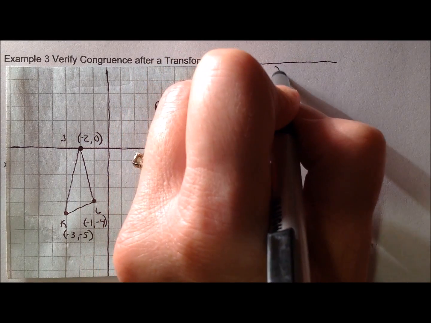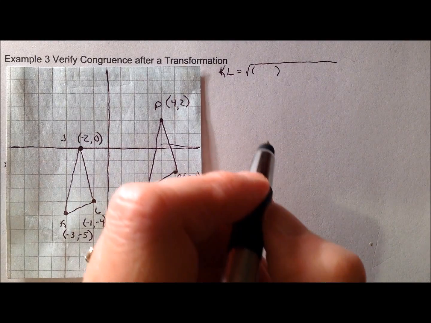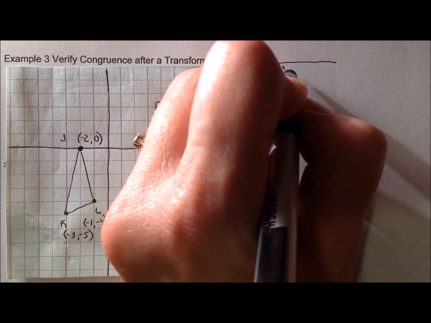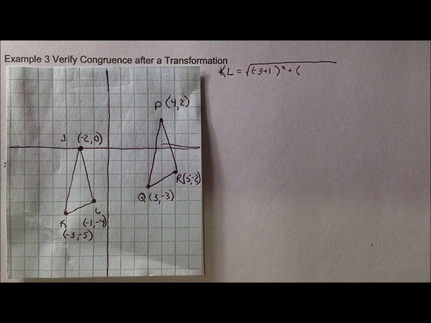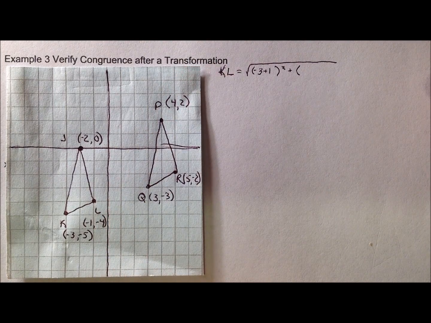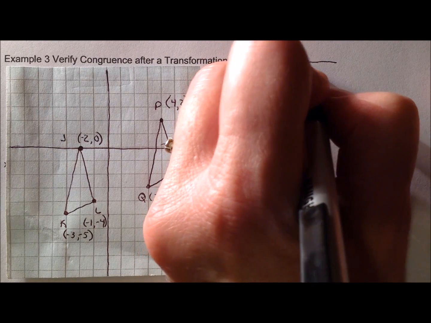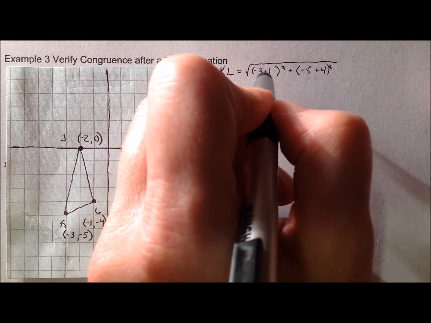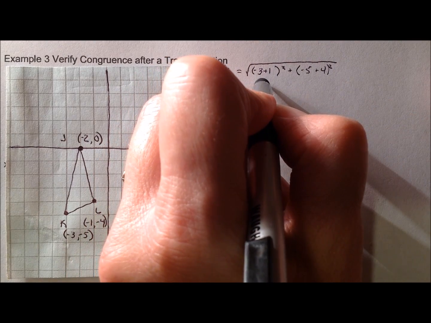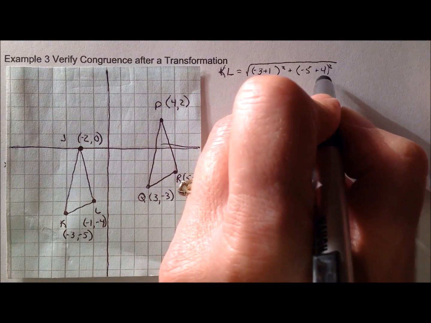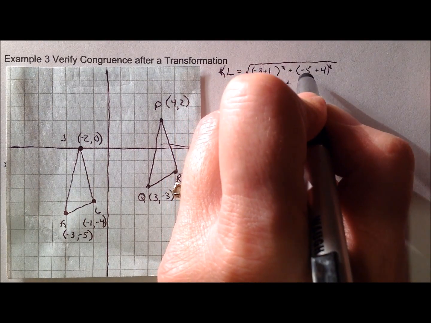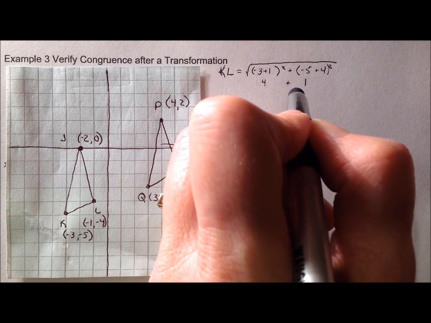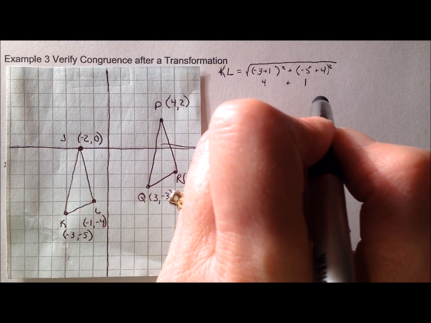So our distance formula is in this case going to be -3 plus 1, squaring that, plus our y coordinates, the difference there, so -5 plus 4, and squaring that. So -3 plus 1 is -2, squaring that is 4. -5 plus 4 is -1, squaring that is 1. So we get radical 5 here.